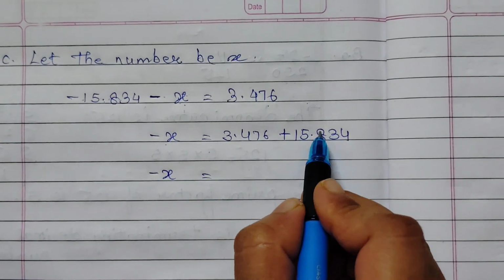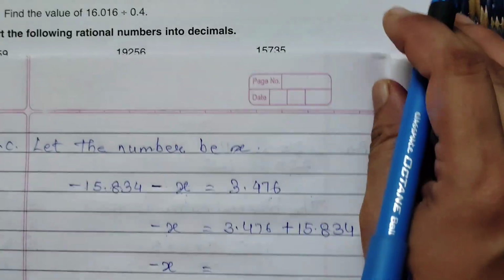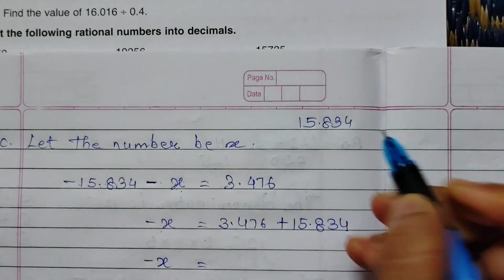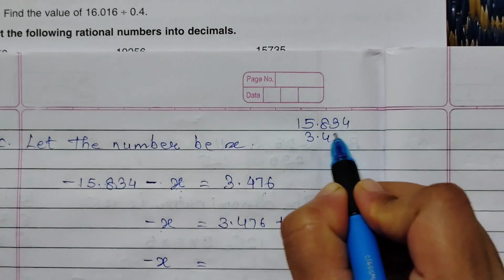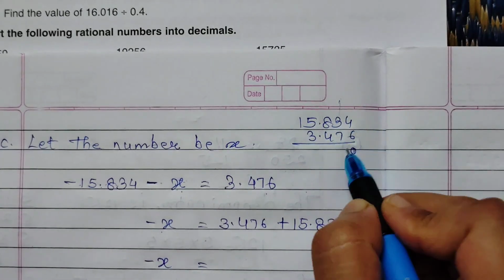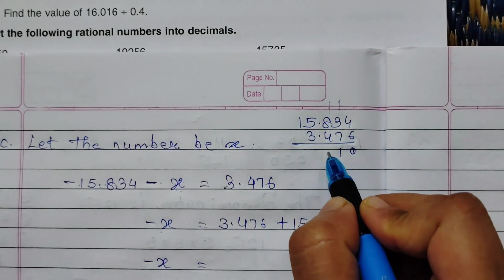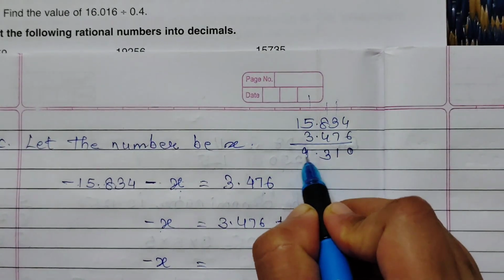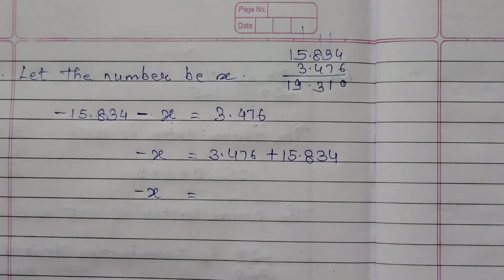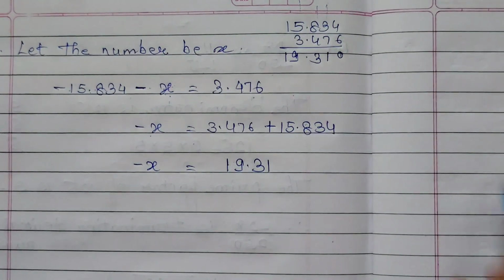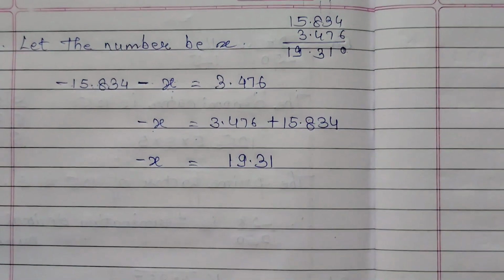Now we are going to add this. Okay, so here we will add 15.834 plus 3.476. 6 plus 4 is 10, 7 plus 3 is 10, plus 1 is 11, 8 plus 4 is 12, plus 1 is 13, 5 plus 3 is 8, 9 and 1 is 19.31. So what we got? 19.31. This 0, it's okay, we don't write.